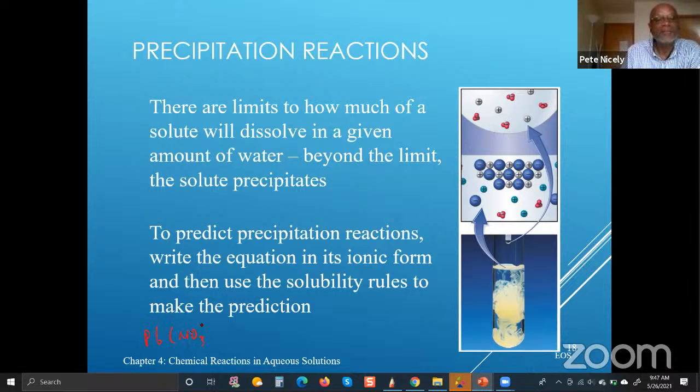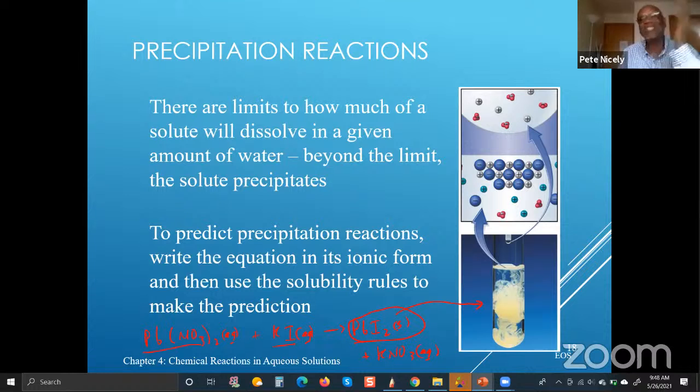Lead nitrate aqueous plus potassium iodide aqueous solution. And what you'll find is that the lead will come together with the iodide to form lead iodide, which is a solid. So the solid that you see here, I think, is lead iodide. And the other product would be potassium nitrate, which would be in an aqueous solution, all right? So the formation of this solid here from these two aqueous solutions is what we call the precipitate, all right?